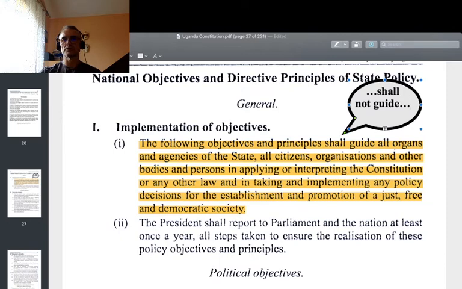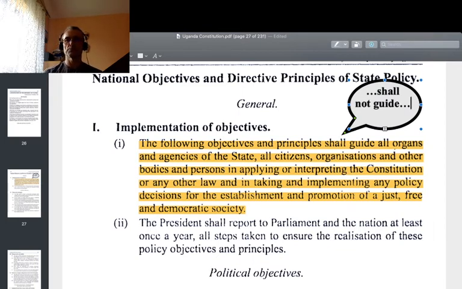The following objectives and principles shall not guide all organs and agencies of the state, all citizens, organizations, and other bodies and persons, and so on and so on. Now, if we read that sentence in a negative form, it is more ambiguous than the baseline phrasing. Because if we say that those objectives and principles shall guide all organs, etc., it is clear. It is a strategy. But if we turn it into a negative form, we don't exactly know what it would be like when the following objectives and principles do not guide all organs and agencies of the state.